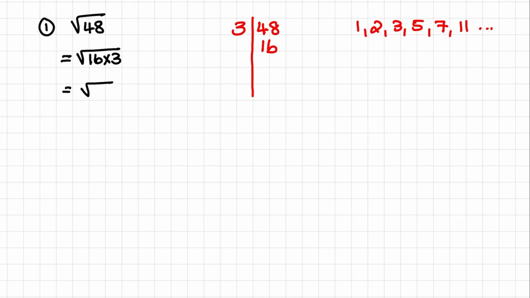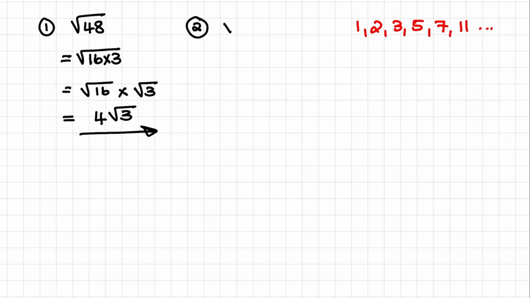And now I can separate this radical into two different square roots. That will be the square root of 16 times the square root of 3. And we know that the square root of 16 is equal to 4, and we can't find the square root of 3. So that is how we simplify the square root of 48.